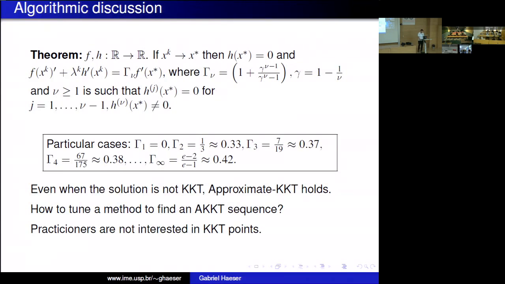And this is important because practitioners are not interested in KKT points. They want solutions, they want minimizers, so you shouldn't look only at KKT points.